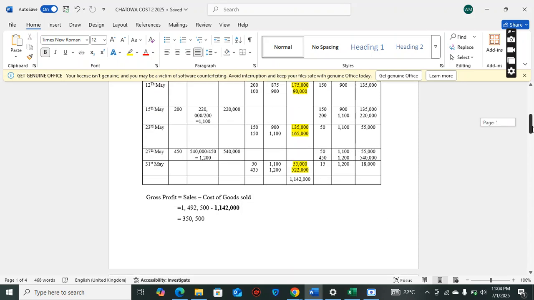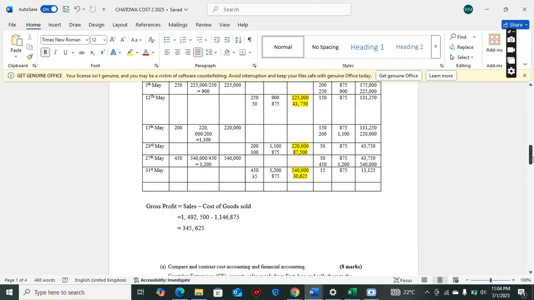Now under LIFO, since the new solar panels coming in are expensive and we are selling those first, the ones we're selling are more expensive than the ones we're keeping. So we expect our cost of goods sold to be high.